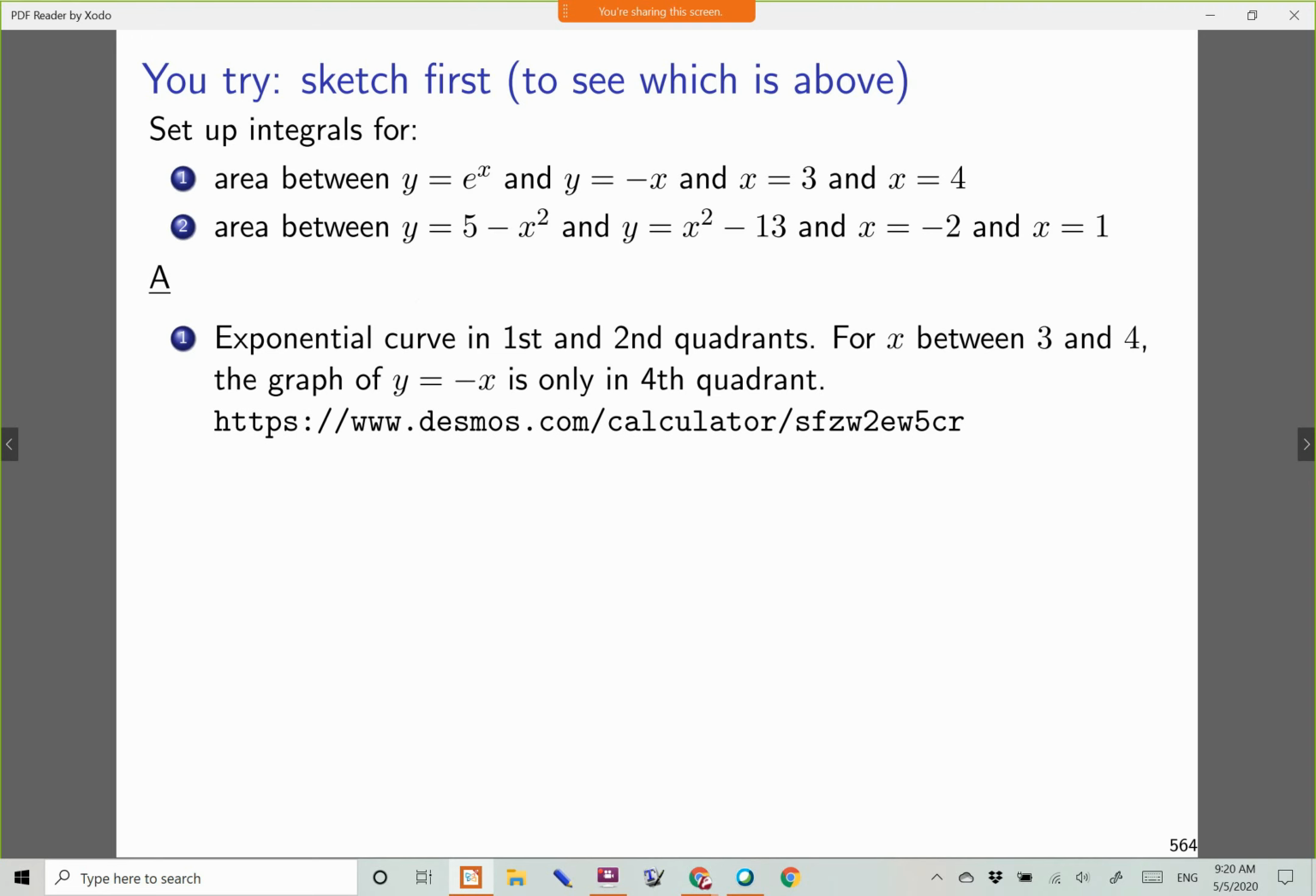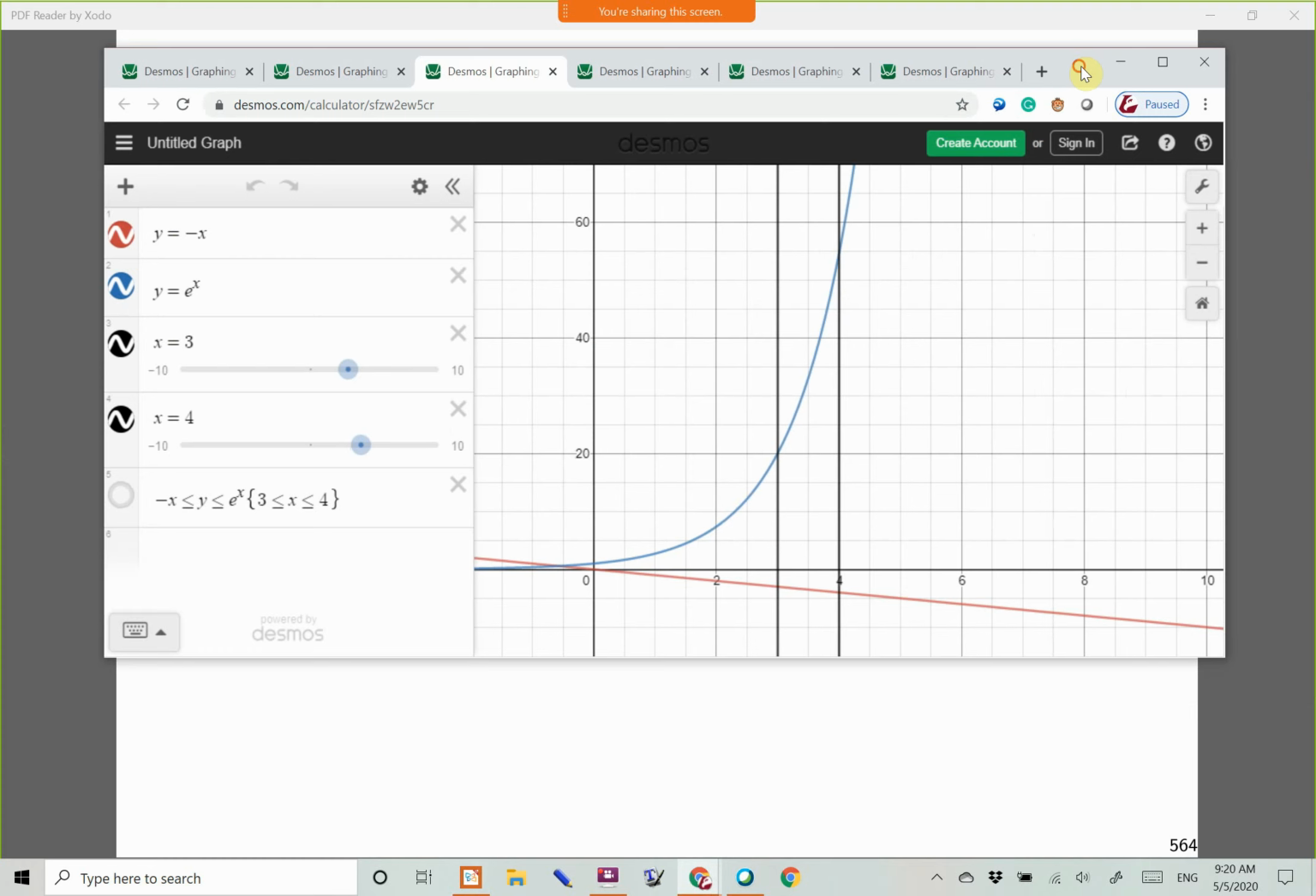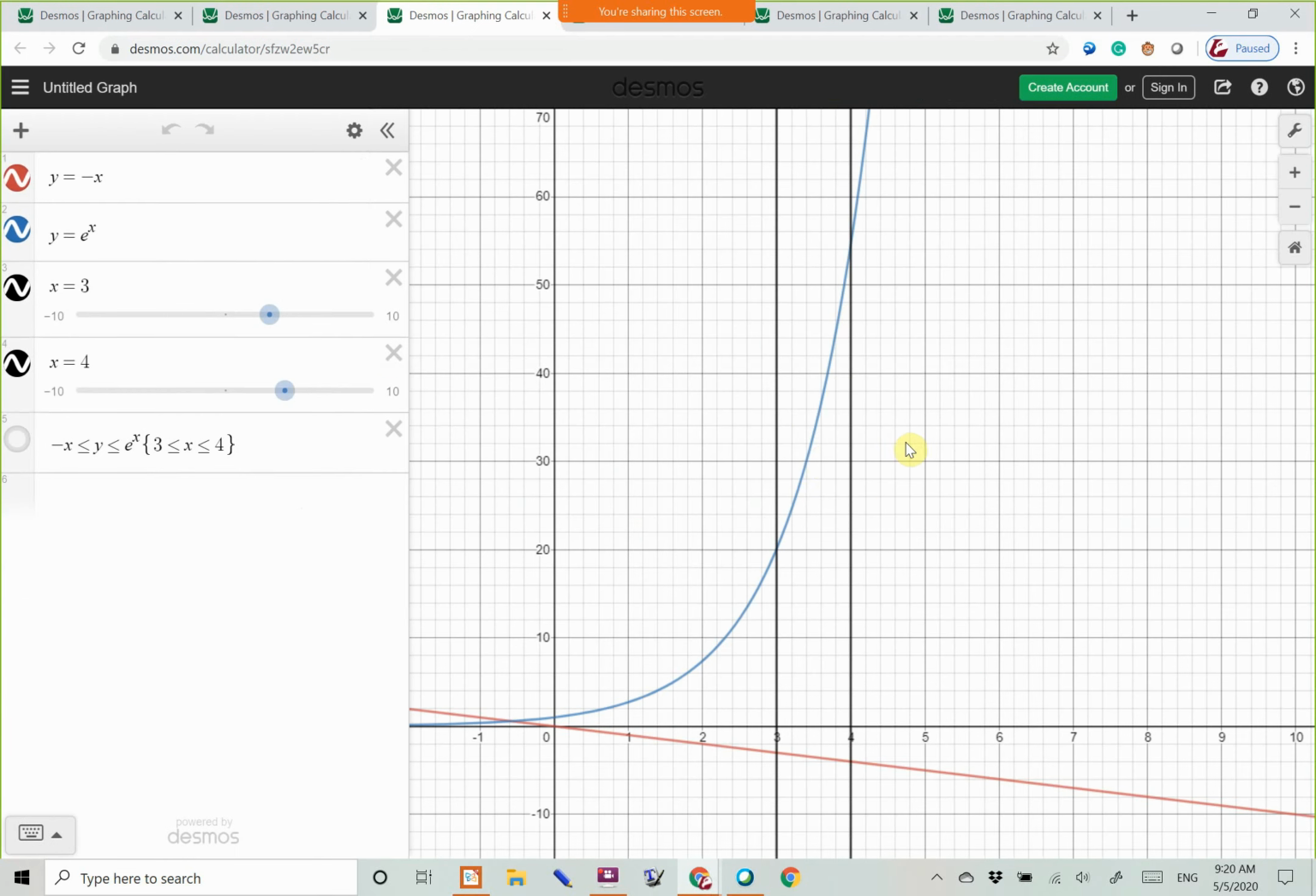So here's a picture. Again, note the y-axis and x-axis are not on the same scale, just to be able to fit the picture in. And the region we're talking about is there, right? So in this shaded region, you've got to walk upward to get to the exponential, and you walk downward to get down to the line.